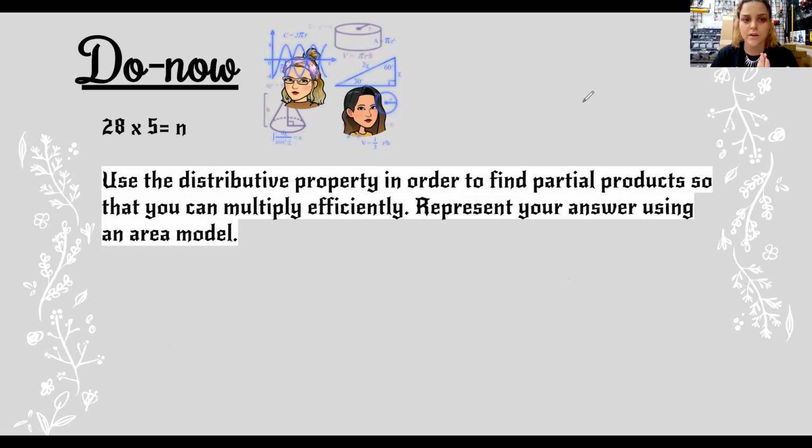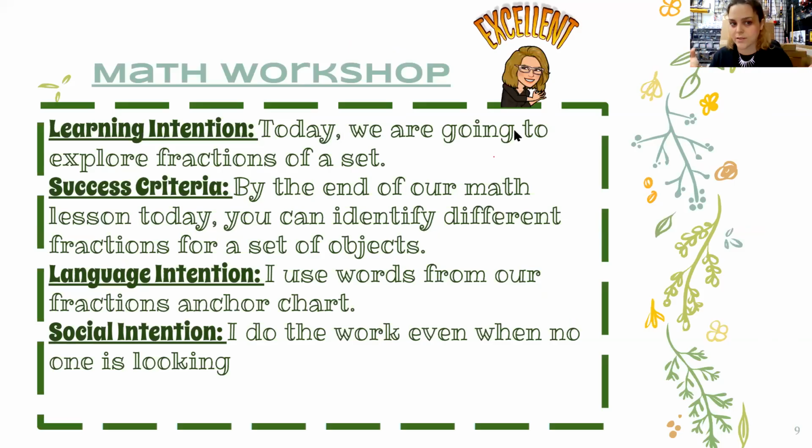So now we're going to go to the next part of our lesson, which is our learning intentions. As always, the learning intentions serve a purpose, so we know what we're doing and what we're focusing on. Our learning intention for today: we are going to explore, say it with me, fractions of a set. Success criteria: how do I know that I'm successful? By the end of our math lesson today, you can identify different fractions for a set of objects. That's going to make a lot of sense towards the end of the video. Language intention: I use words from our fractions anchor chart. And social intention: I do the work even when no one is looking.